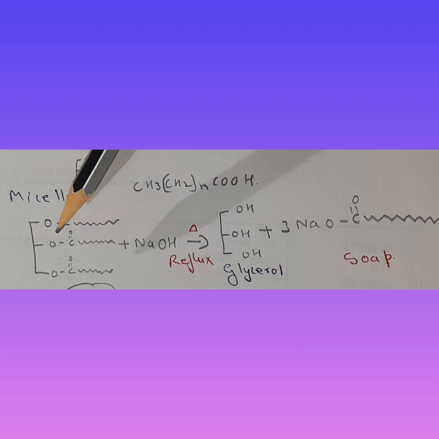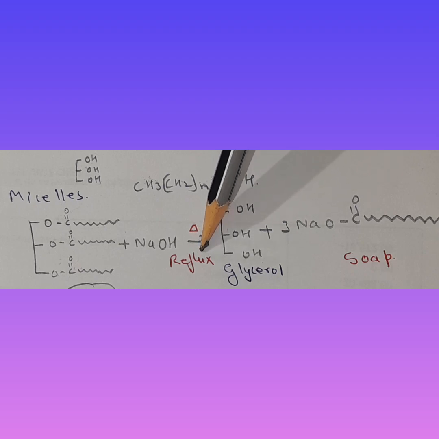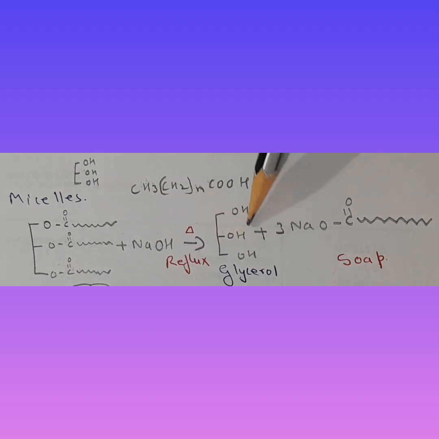If I take coconut oil, which has C12, a triester, trilaurin, and I treat it with sodium hydroxide, heat it and reflux it, hydrolysis occurs. What we end up with is glycerol and sodium laurate. Glycerol is the byproduct and this is the soap. Since we are forming soap via this process, we call this process saponification, because we end up with the formation of soap.